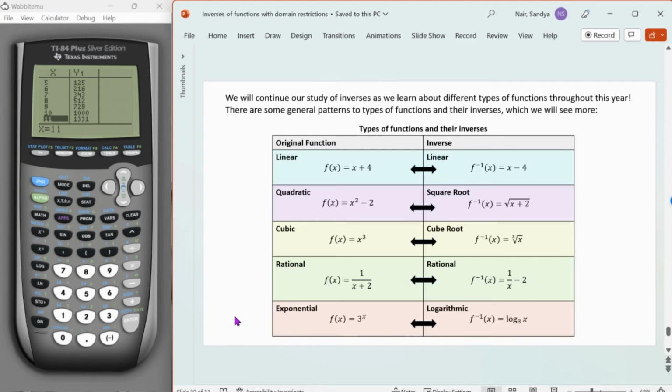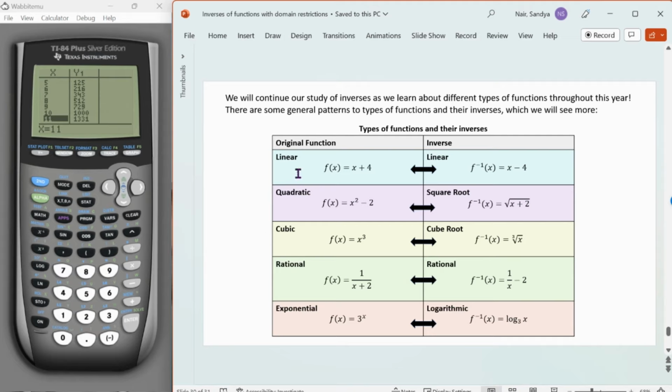So we're going to continue our study of inverses as we learn about different types of functions throughout this year. So you will see this coming back in a lot of our units, right? This idea of finding the inverse, and then sometimes we'll have to restrict the domain, sometimes we won't. And then you'll see that there are general patterns to the types of functions that we talk about and their inverses.